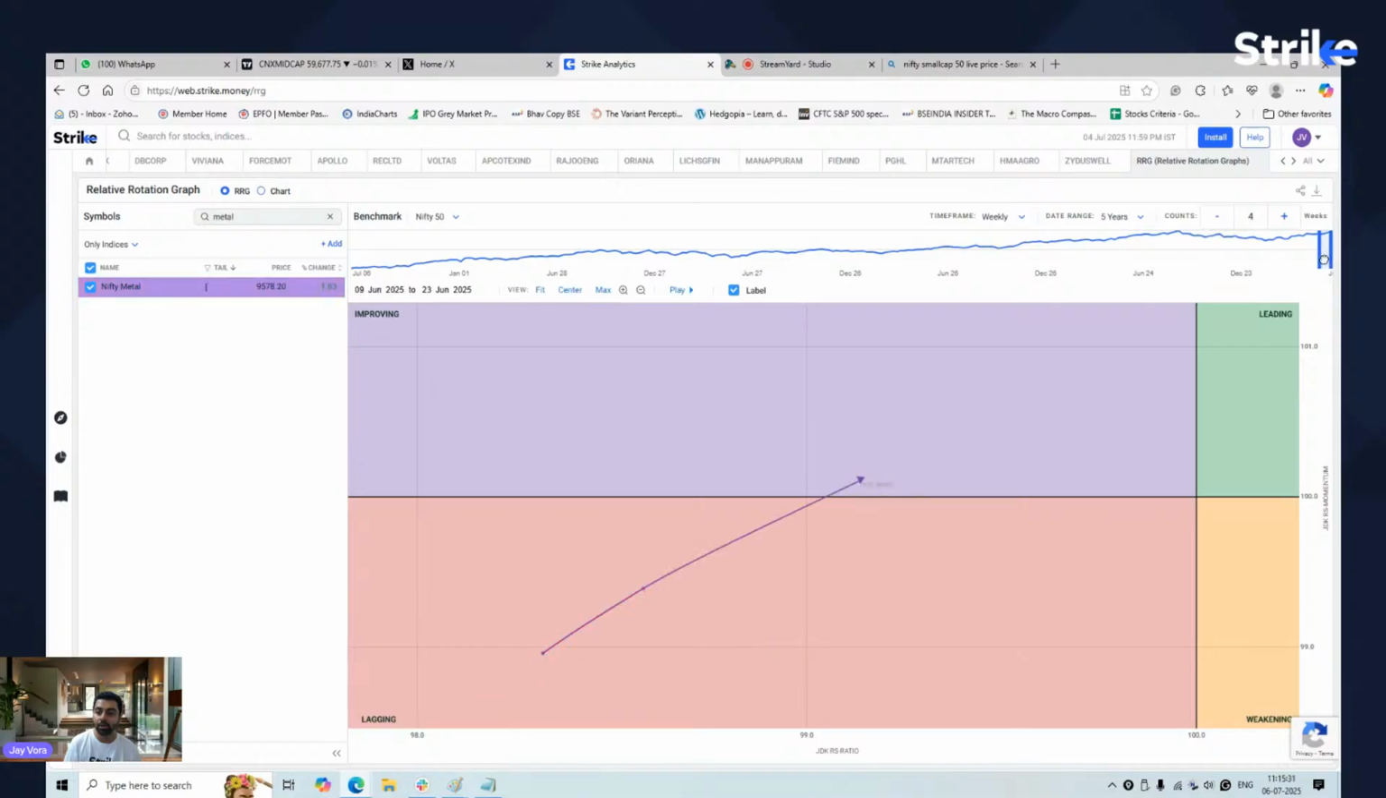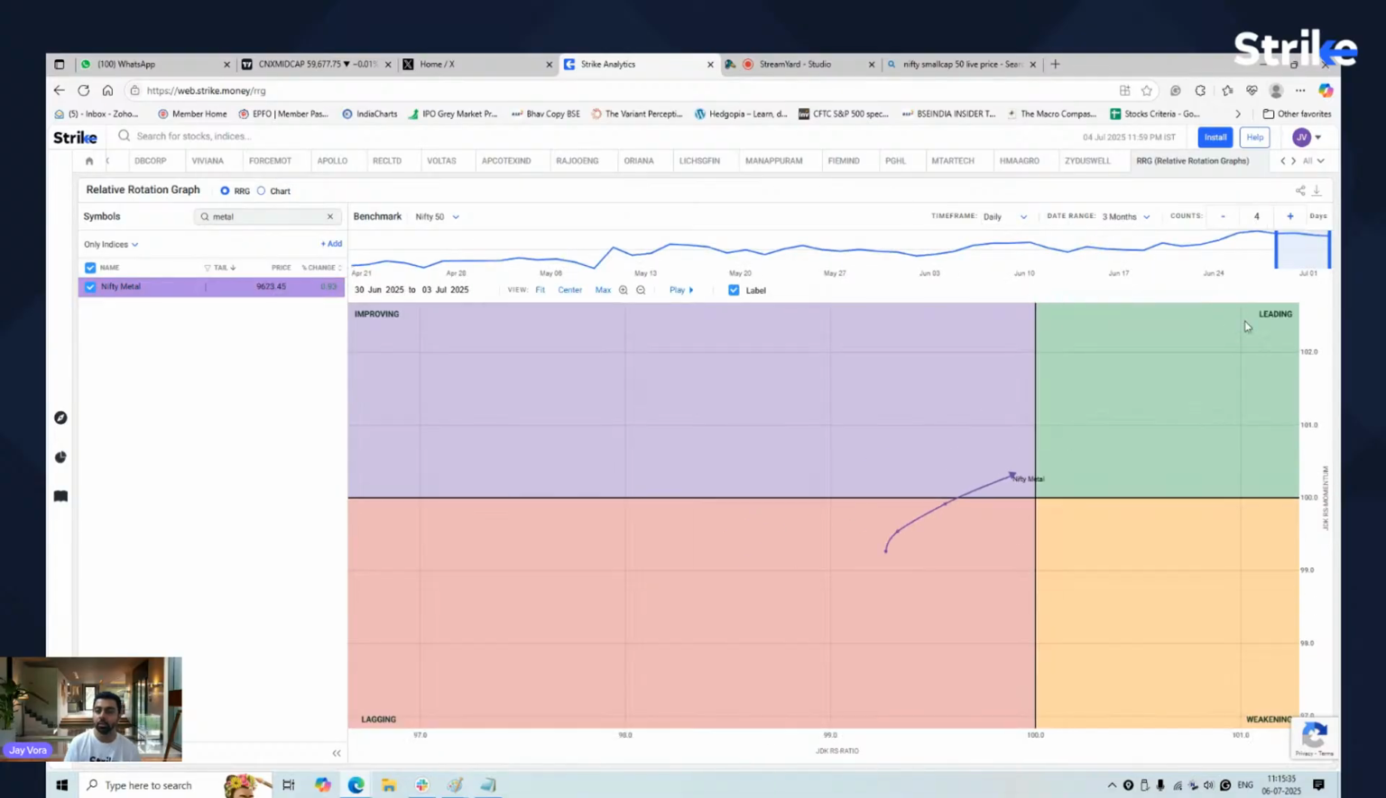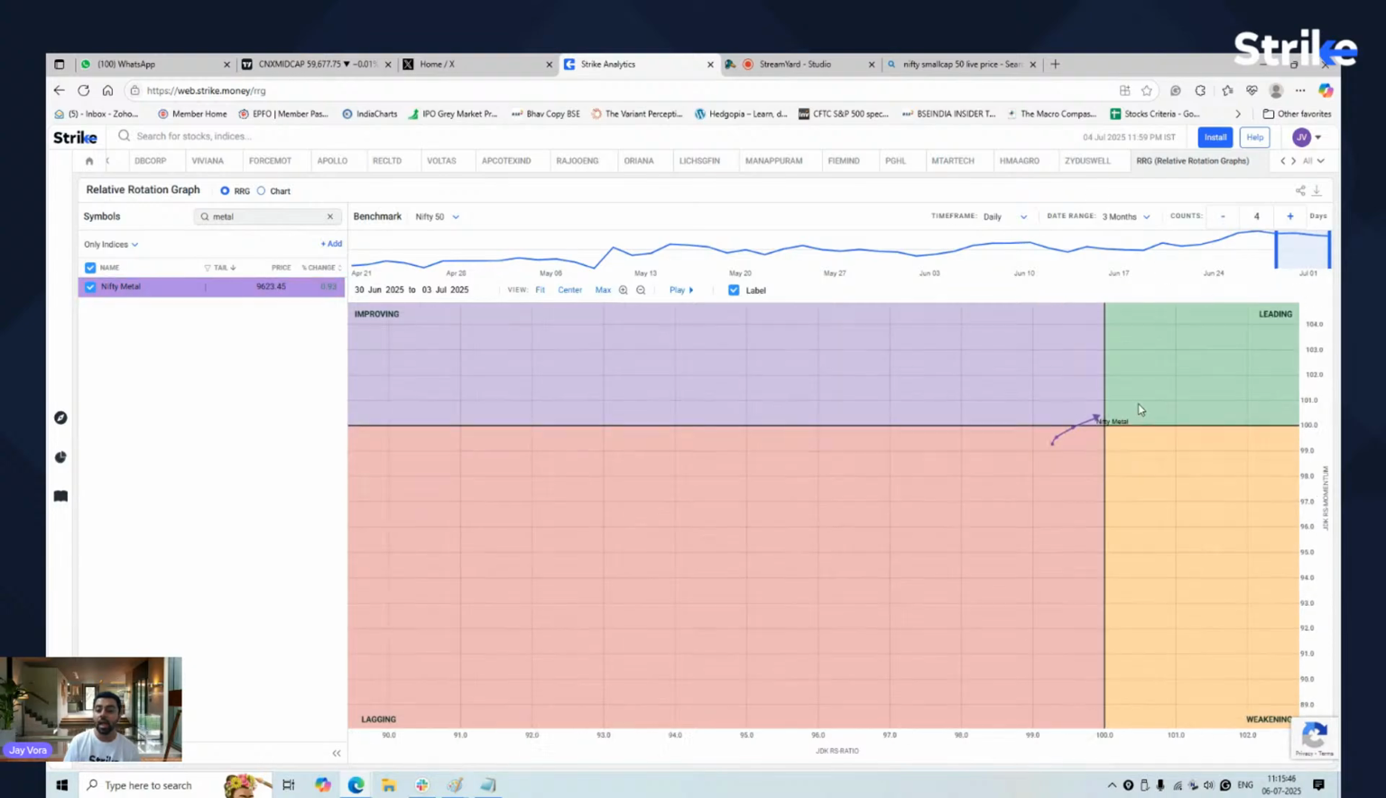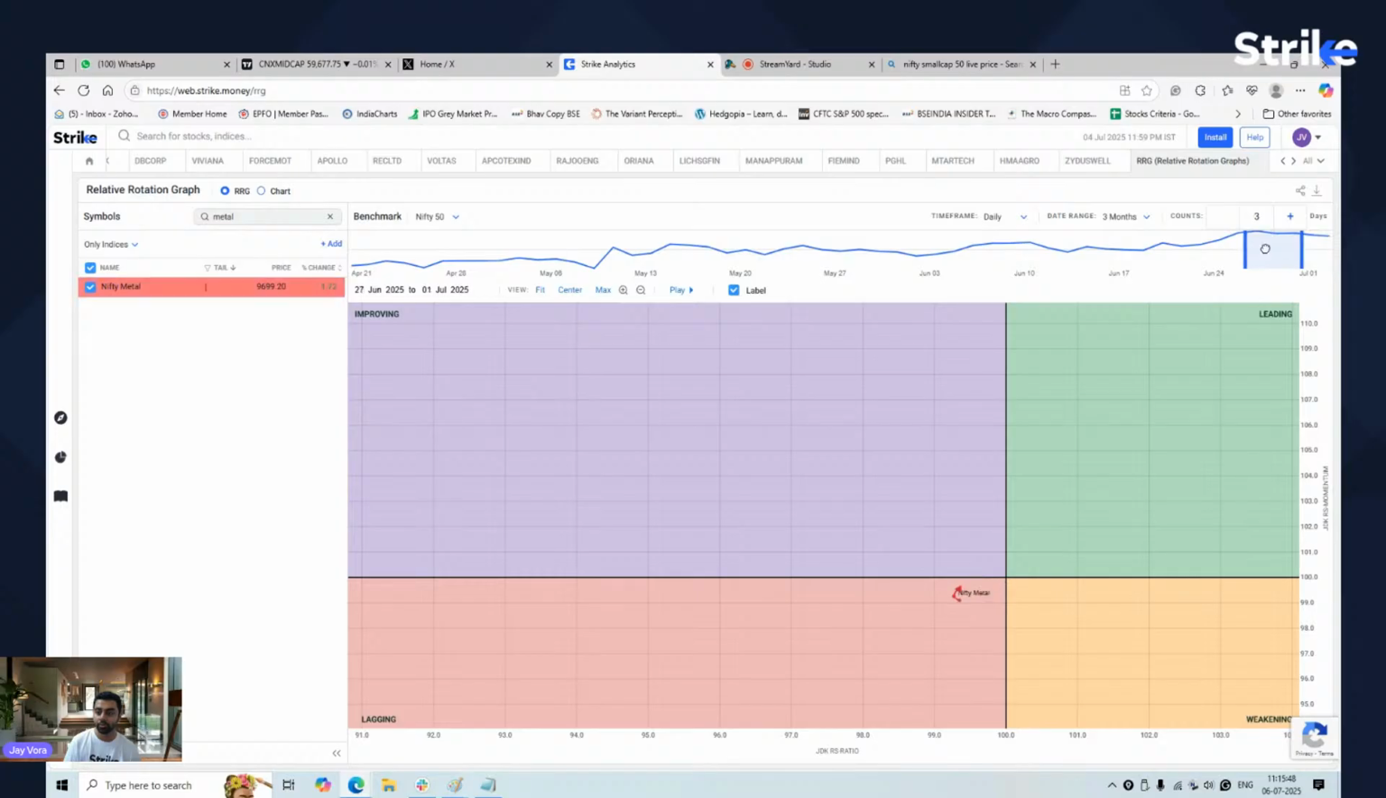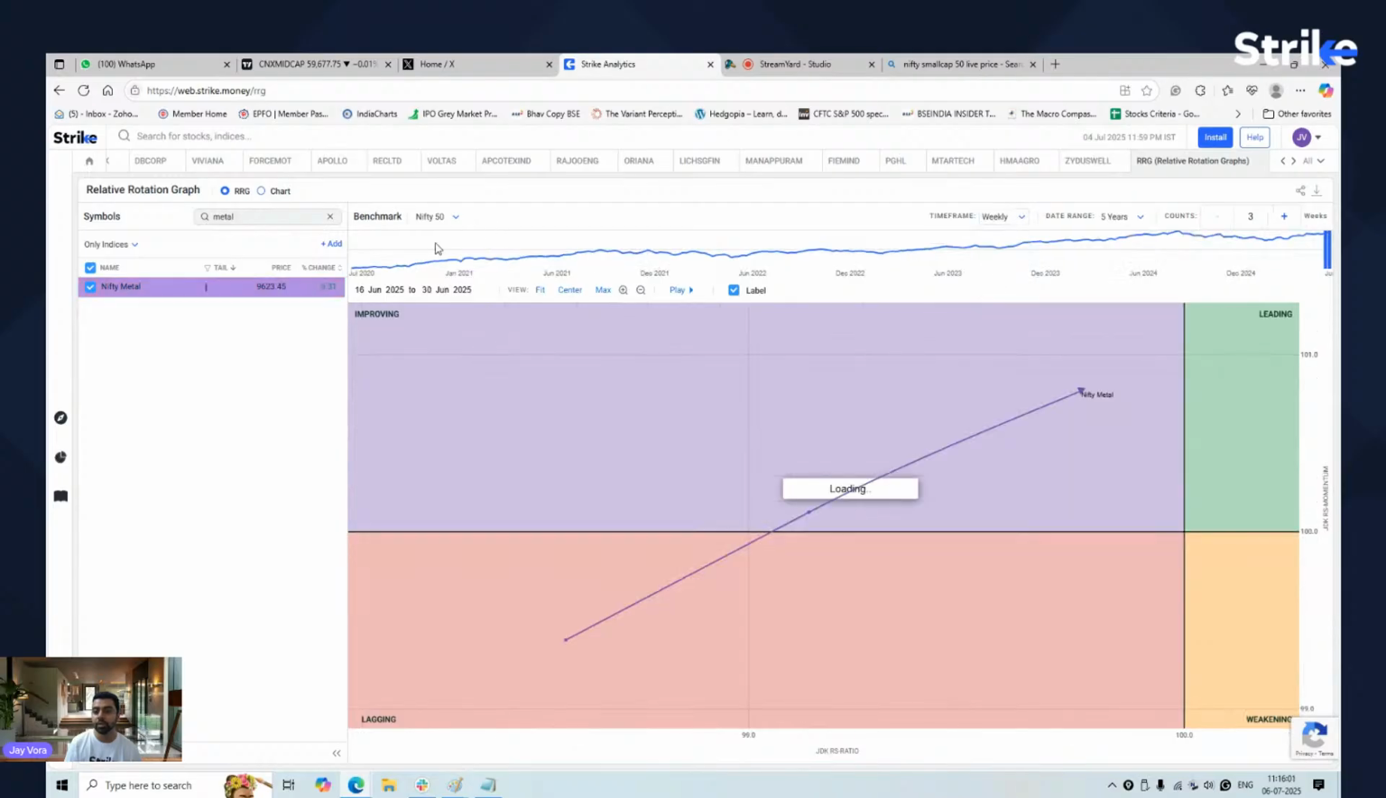And if you see what was happening on daily, that was even more interesting. See over here also, in daily also, we were seeing this thing happening, and in weekly also we were seeing these things happening. So when both of them converge, it is usually a very, very good sign that an outperformance can happen.